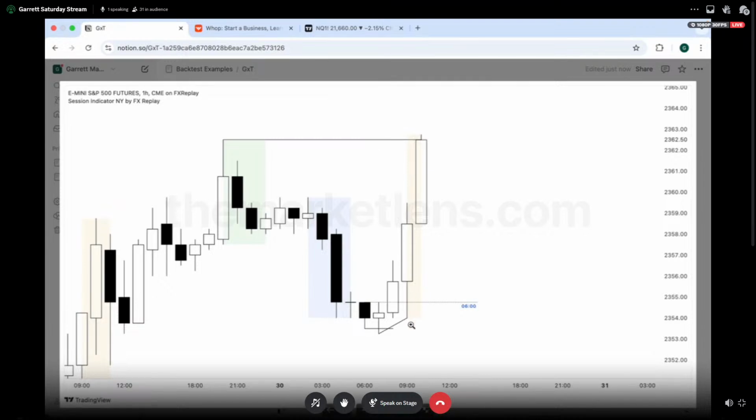So here's 930. Now, do you see this large wick? It's actually taken out candle 3's low. So this is technically invalid, but in my case, this is valid because there's an SMT here, right? So if there's an SMT here, it's totally fine, right?